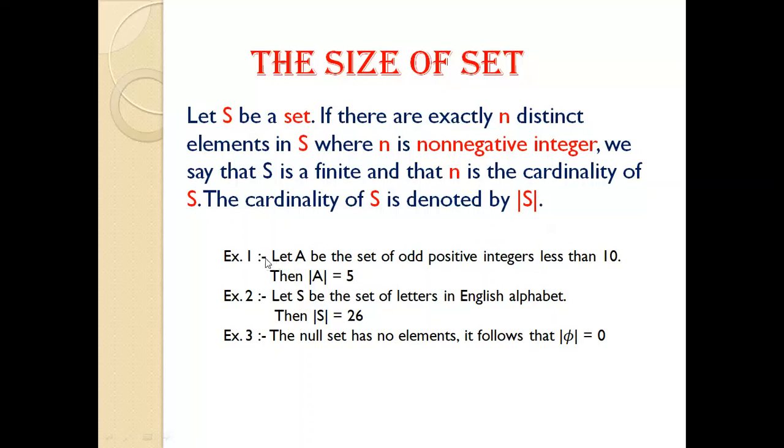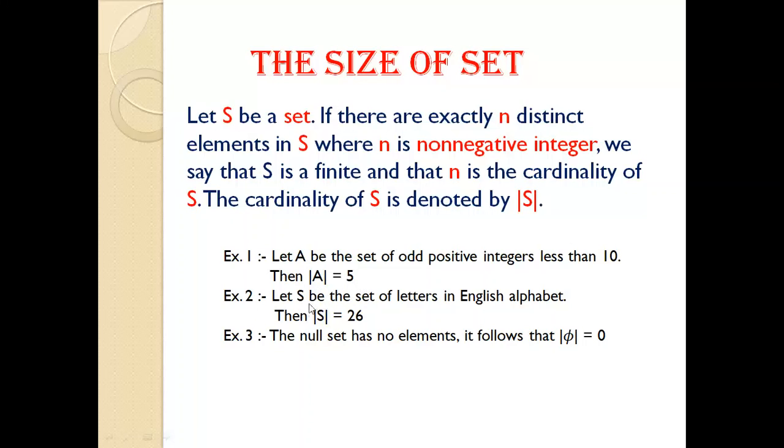So we take some examples. Let A be the set of odd positive integers less than 10. So basically, how many odd positive integers are there less than 10? 1, 3, 5, 7, 9, means there are 5 odd positive integers less than 10. So we represent the set A this way. The size of set A is equal to 5.